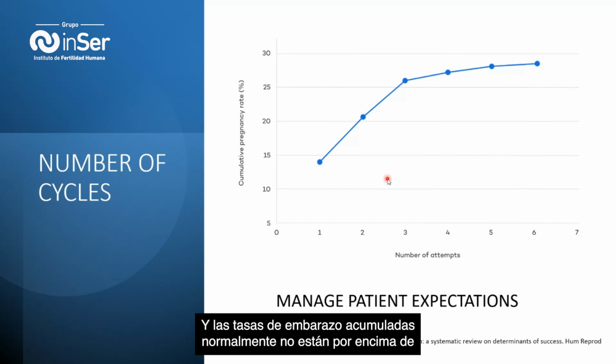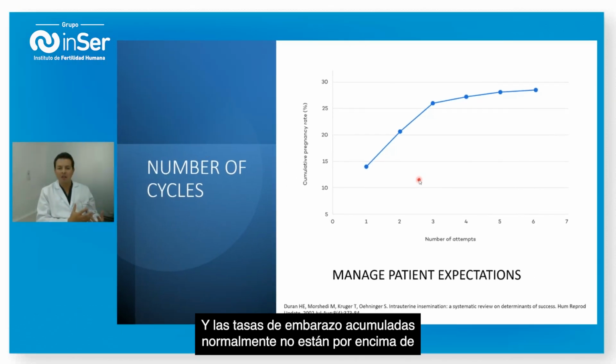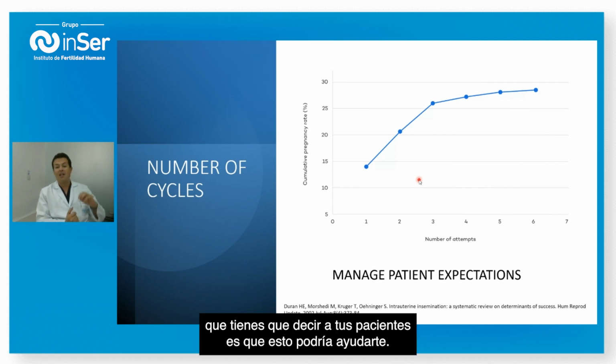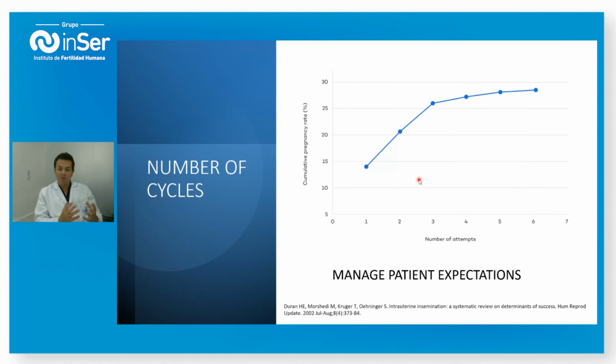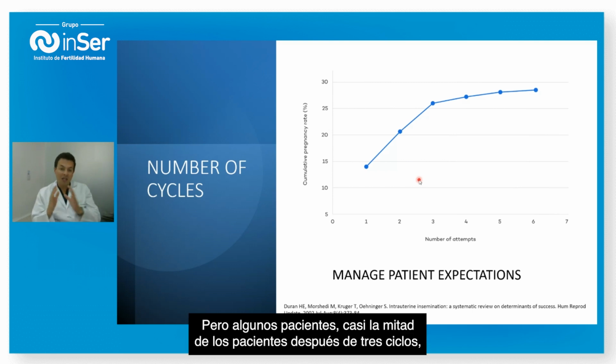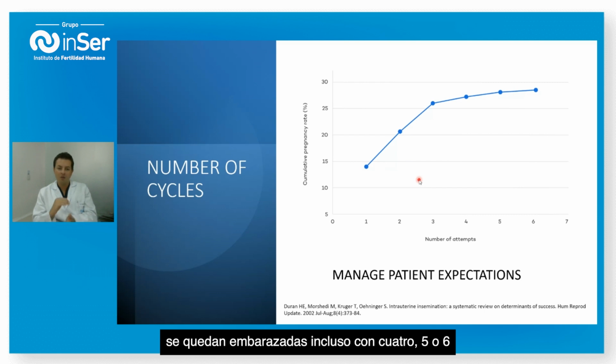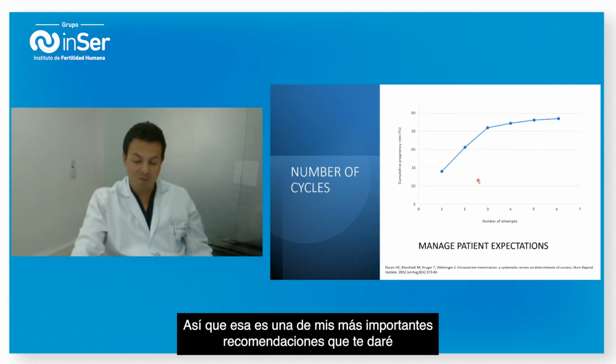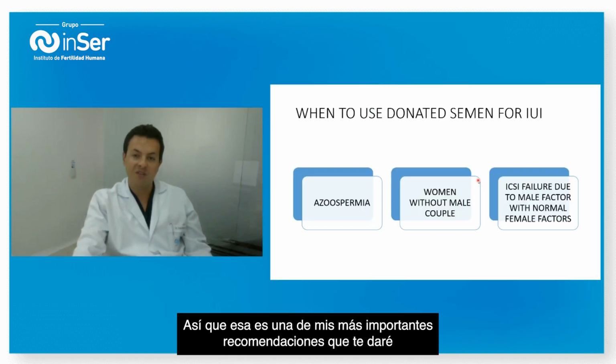And the cumulative pregnancy rates usually are not above 40 to 50% with 3 cycles. So one thing that you have to tell your patients is that this might help you, but almost half of the patients after 3 cycles won't get pregnant. Even with 4, 5, or 6, not more than 55 or 60% will get pregnant. So that's one of the most important recommendations that I would give you.